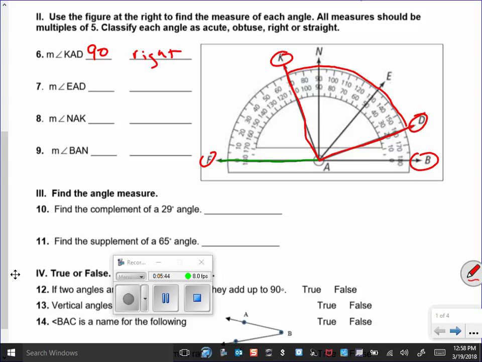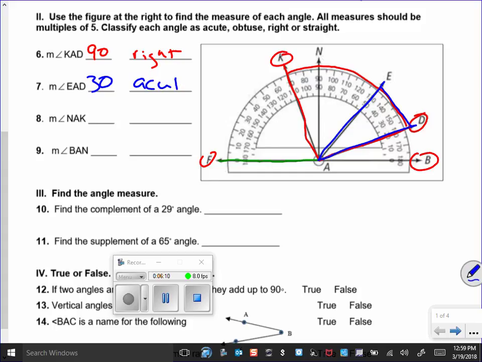Okay, let's look at another one. Let's try EAD. So E starts here, and we go to A, and then we go to D. This one's a little smaller, right? Let's say we start at E, and we go 10 to 140, 20 to 150, and that's going to be 30 degrees. Angles less than 90 degrees are acute.